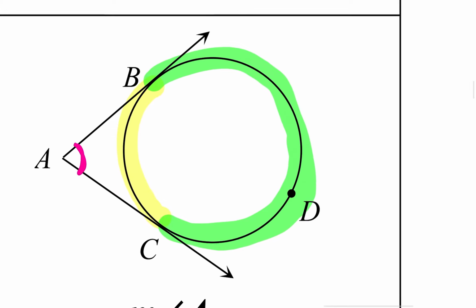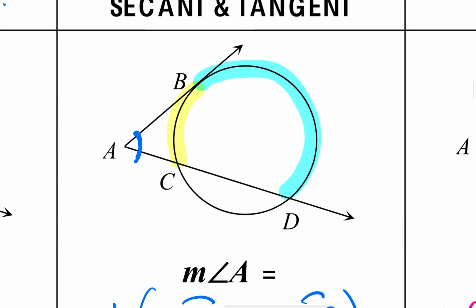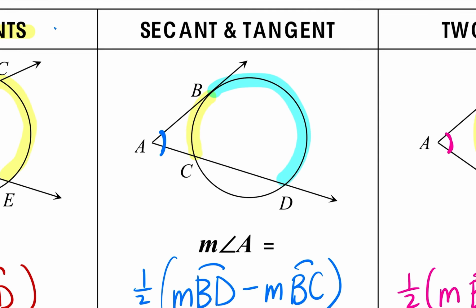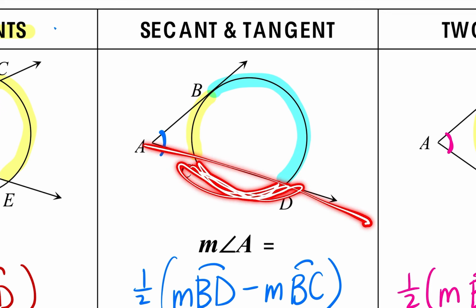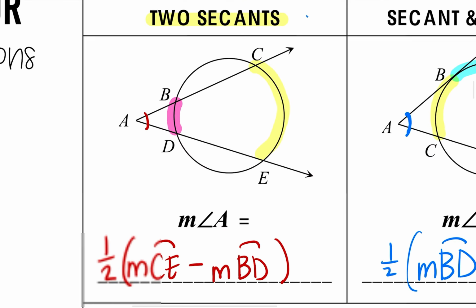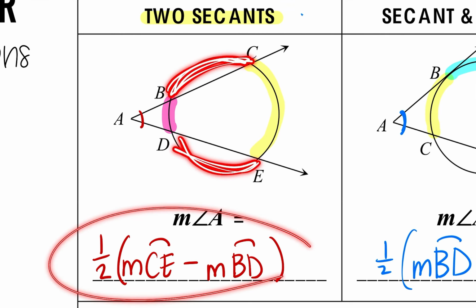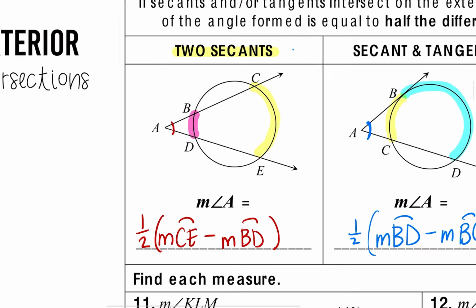because the tangent lines don't go inside of the circle at all. So they're not cutting the circle. They're not cutting through. Whereas when you have a secant line, the secant line does cut through the circle. So this piece is not a part of the equation at all. And then when you have two secant lines, they both cut inside the circle. So you have two pieces that are not a part of this equation.